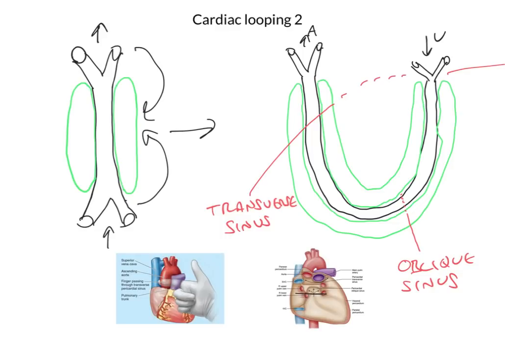Clinically, the oblique sinus is less significant than the transverse sinus. However, you do need to appreciate it because in performing cardiac surgery, you may have placed swabs in this space. And it's always worth checking the oblique sinus to make sure you didn't leave anything in there. So this is cardiac looping and the relevance of that to the transverse and oblique cardiac sinuses.